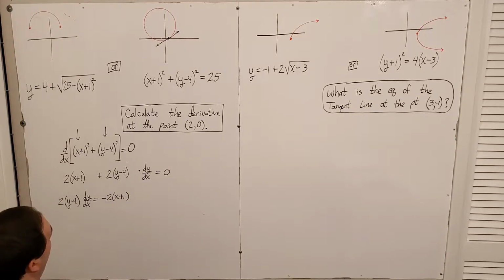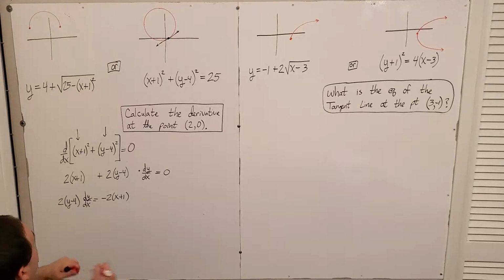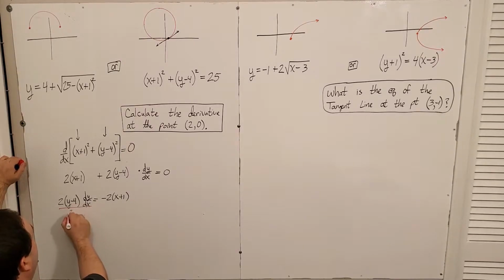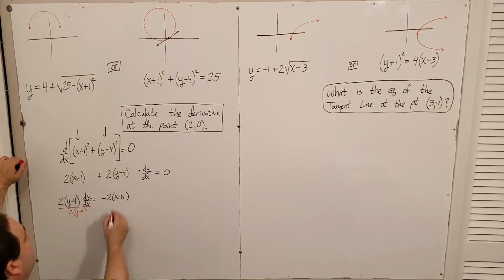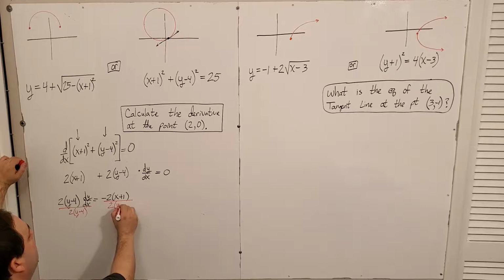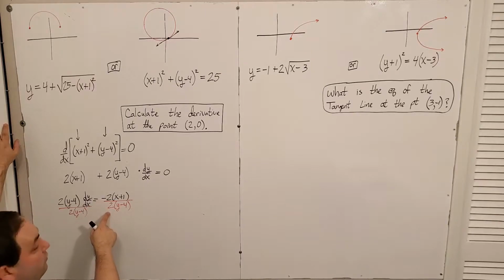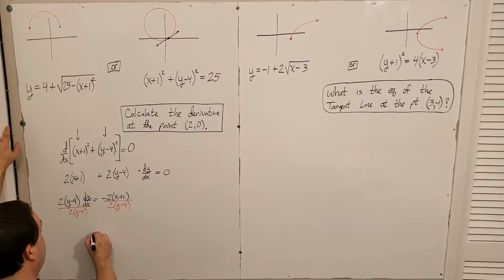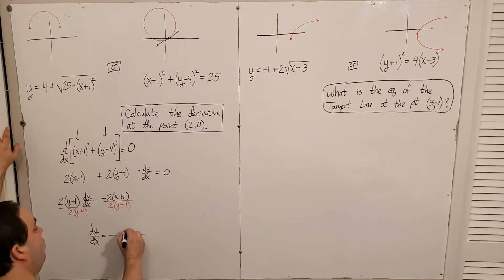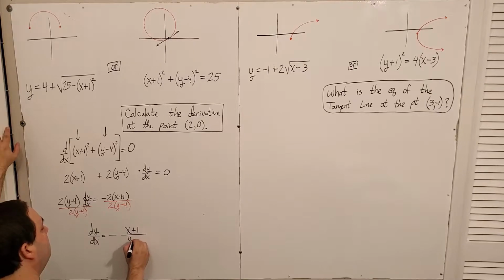Okay? At this point, I want dy dx by itself. So I'm just going to divide by 2 times y minus 4. 2 times y minus 4. And I'm going to get a simplified version real quick, because 2 over 2 is 1. Negative 2 over 2 is negative 1. So what I've really got is dy over dx is equal to, I'll just put the negative on the outside. You could do whatever you want with it, as long as it's legal. But I have x plus 1 divided by y minus 4.